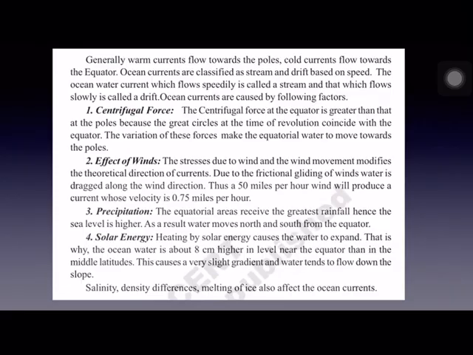And some other factors which influence ocean currents are salinity, density differences, and melting of ice also. These are some other factors which also influence the ocean currents.